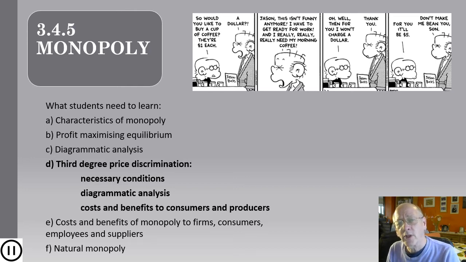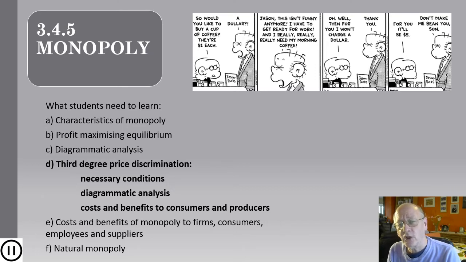Now, the cartoon at the top of this screen gives some ideas to how price discrimination works. Jason is selling coffee for $1, and as you can see, that consumer is unhappy about paying $1, and they tell Jason that they are desperate for a coffee. So Jason then says, okay, it's not $1, it would normally be $1, but now it's $5.